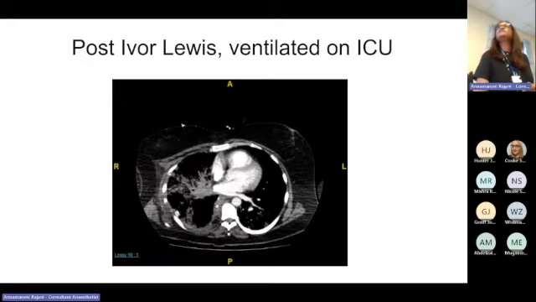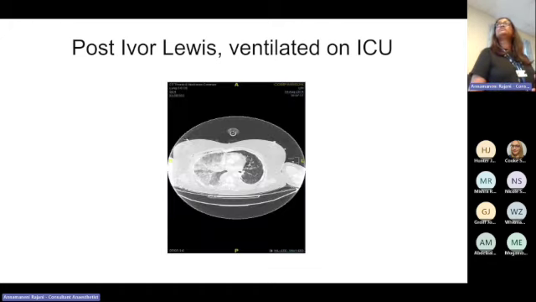So this lady had an Ivor Lewis operation, and she went to the ITU. Then on the second day post-op, she was hypoxic and not really getting better, and they couldn't extubate her. So she was taken to CT, and she had torsioned her right lung. So all of that is torsioned.